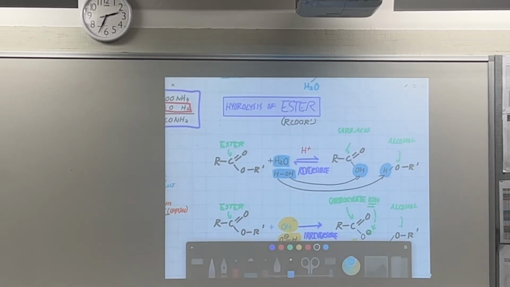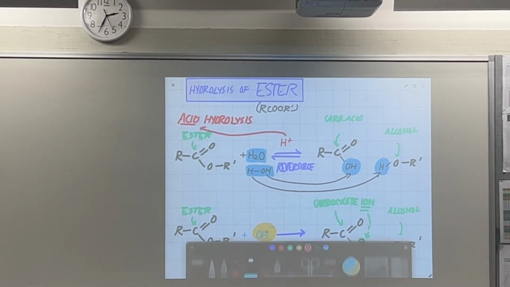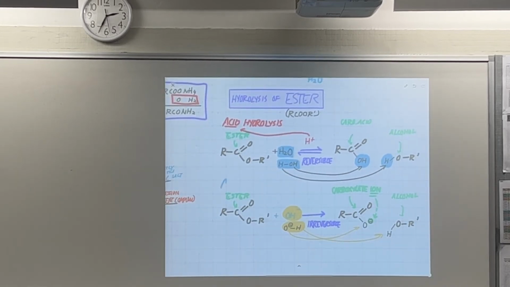We have what we call acid hydrolysis. This is acid hydrolysis, as the reactant is an H+, so you need to add H+ for this to work. The second one, we call it alkaline hydrolysis, because we are adding OH- for this reaction to work. You know H+ is the representative ion of all acids, and OH- is the representative ion of all alkalis.